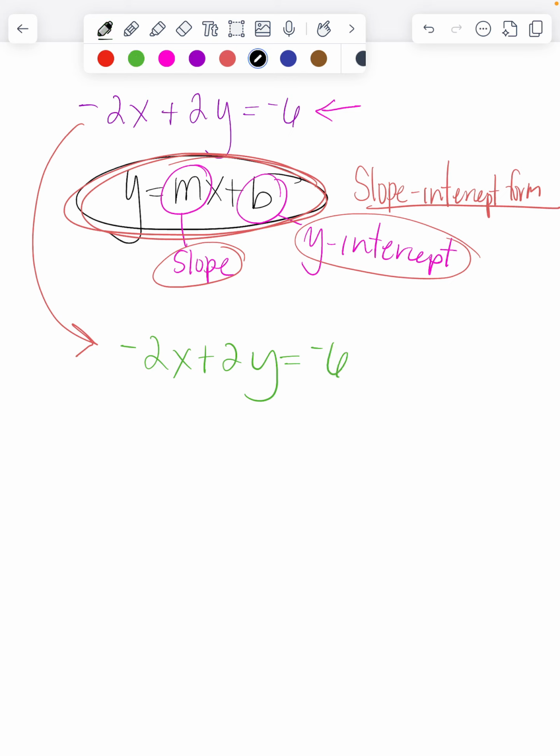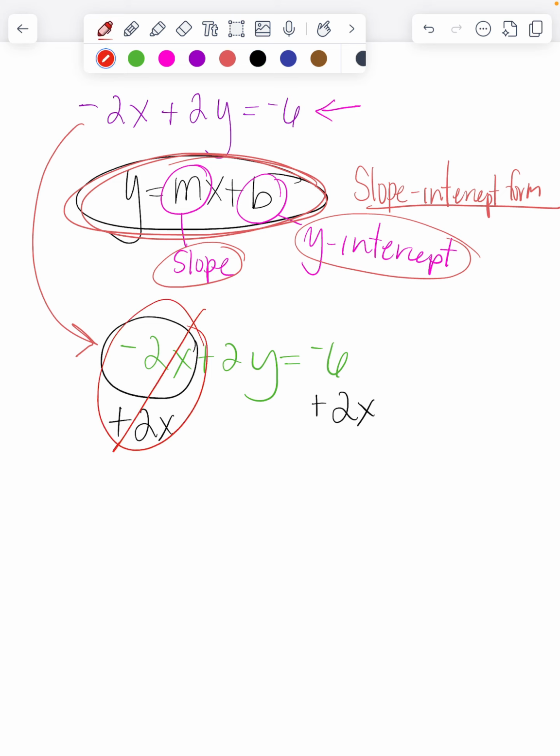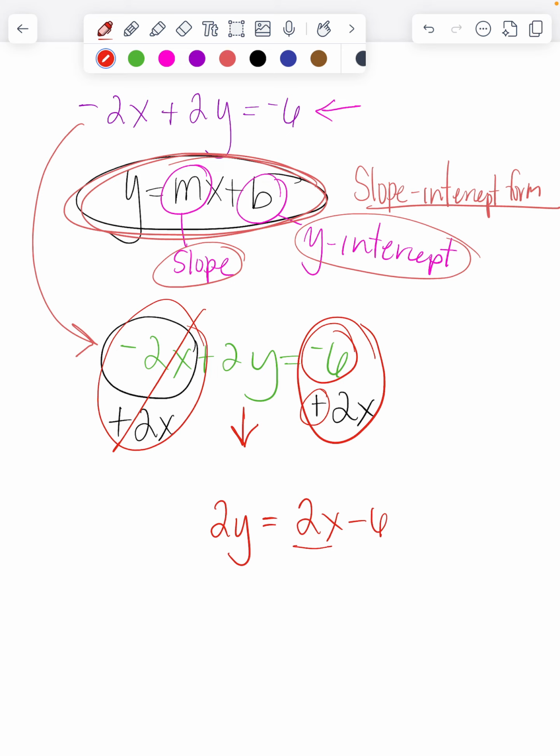So our first step is to move the 2x to the other side, the negative 2x in this case. Because it's negative 2x, I want to add it to both sides so that I can cancel the 2x on this side, and I'm left with, I'm going to bring down the 2y. And then I can't combine these two, so I'm just going to write them next to each other. So it's going to be 2x minus 6. 2x because it's positive 2x, and then the minus 6 is right next to it.